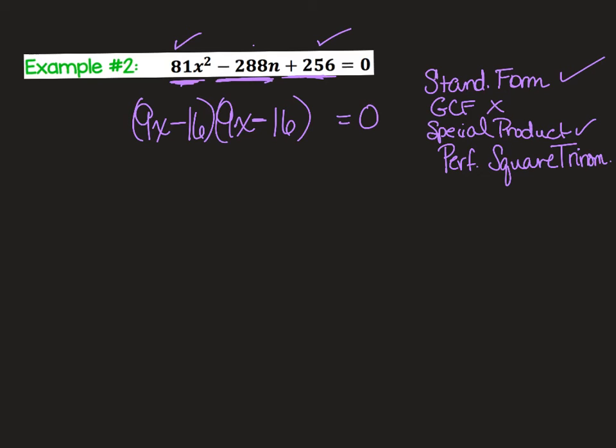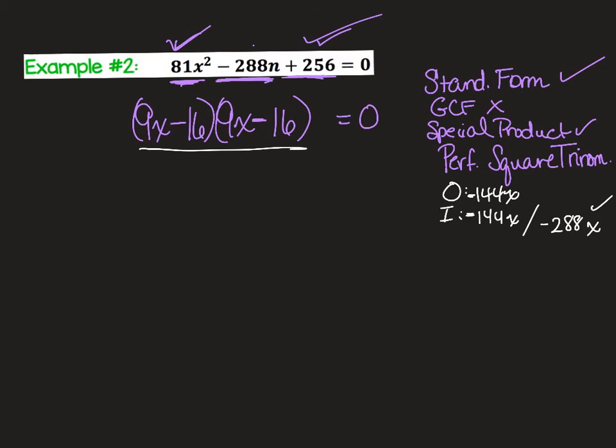Okay, but I want to make sure, so I do know 9x times 9x gives me this. Negative 16 times negative 16 gives me this, but I want to check that inner and outer just to be sure. So the outer product is 9 times 16, which is 144x, and the inner product is negative 16 times 9x, which is, oh, I'm sorry, this was negative, which is also negative 144x, so it does add up to the negative 288x, so that checks out.